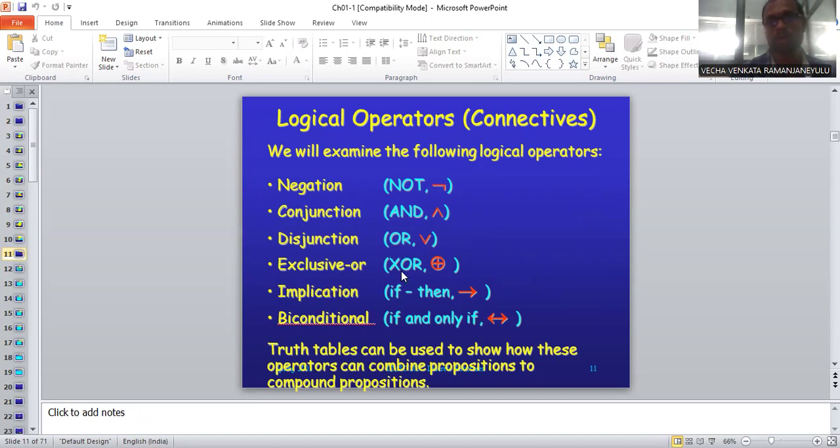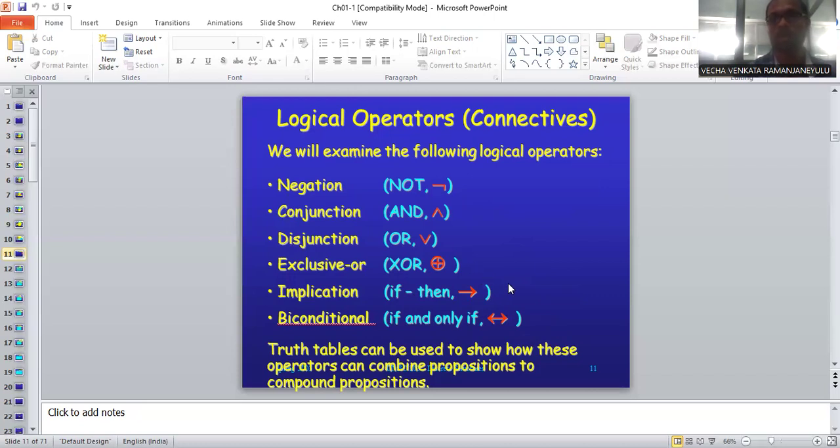Next, exclusive OR. Exclusive OR means XOR. This is the exclusive OR operator. And implication. Implication means if-then. The arrow mark represents the implication in the truth value. Next, biconditional. Biconditional means if and only if, and the double arrow mark represents it. This is the total set of logical operators, or logical connectives, and the truth tables of the operators.